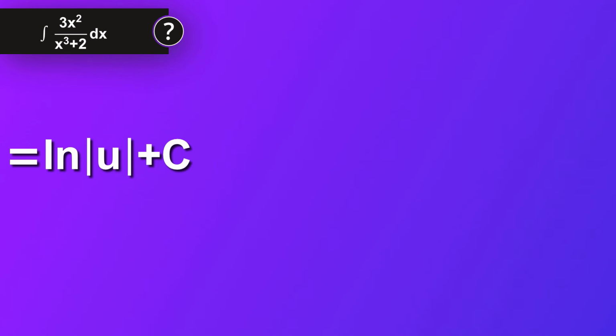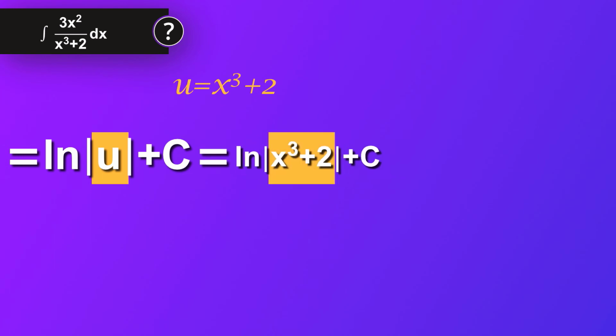But it is not the end of our solution. We must come back to our problem, and it was formulated using variable x. We used u-substitution, and now we must come back to x. So instead of u, we now insert x cubed plus 2. We've got the natural logarithm of the absolute value of x cubed plus 2 plus constant c as a result of our problem.